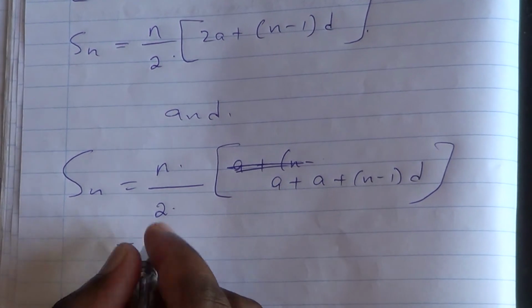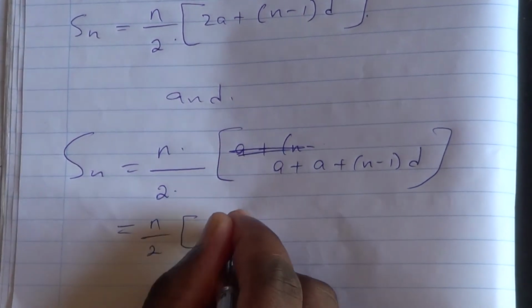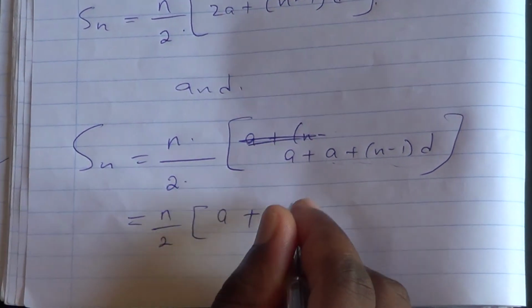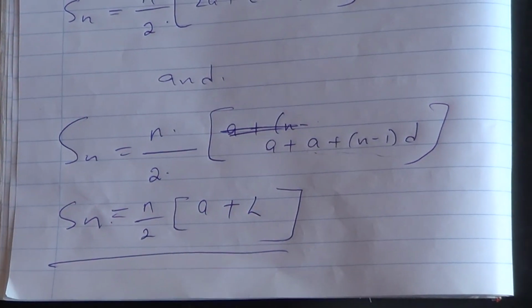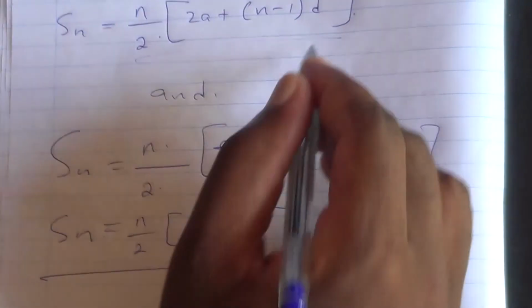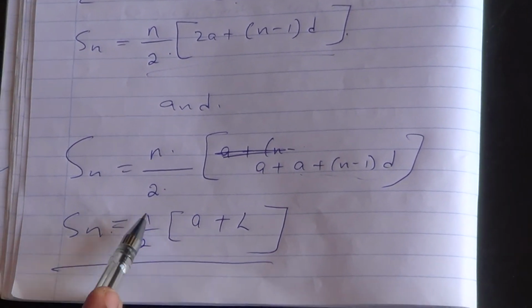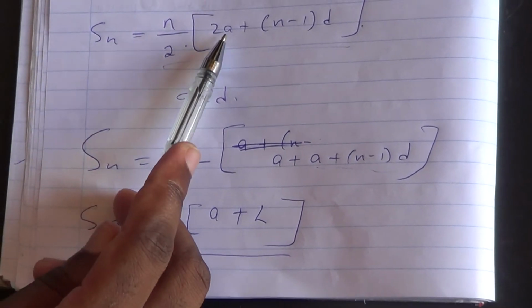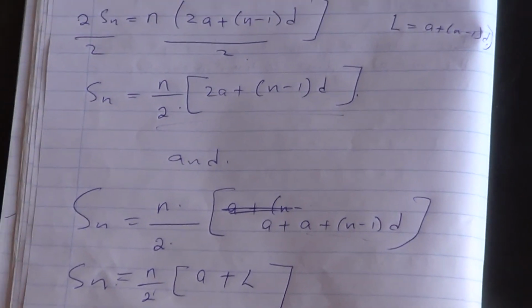This one is a plus Tn. You remember I said Tn is the last term, l, so this is the formula for the sum. We have two of them, this one and this one. You just choose the one you want to use. If you have the number of terms, a and the last term, you can use this one. If you have the number of terms, first term and difference, you can use this one. So let's go to the example.